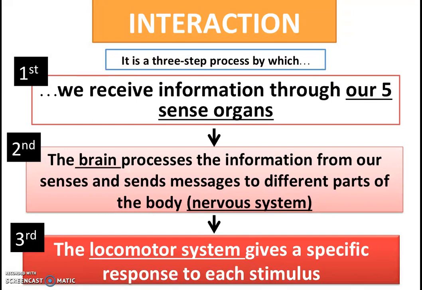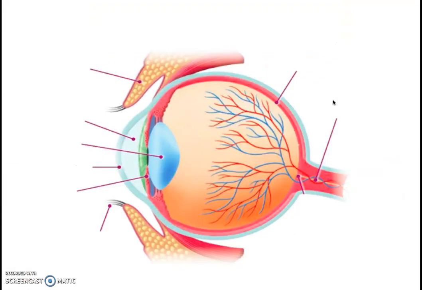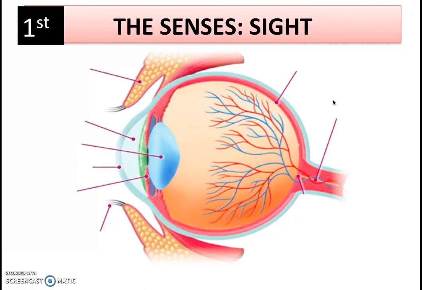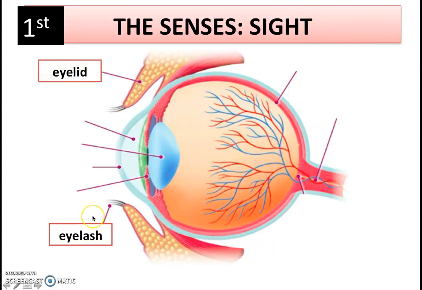¿Vale? So, in this video, we are going to talk about only this first step, that are the 5 senses. Okay? So, the first sense is the sight, la vista. And as you can see, we have two important structures here in the outer part of the eye, la parte externa del ojo, that is the eyelid and the eyelashes. The eyelid is this tiny piece of skin, la parte de piel that covers and uncovers the eye when I blink.